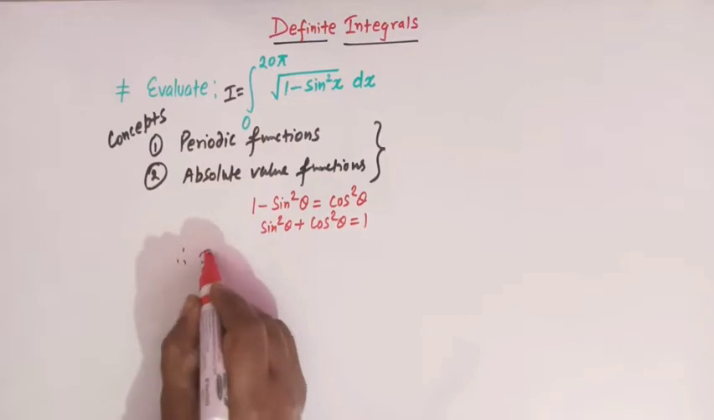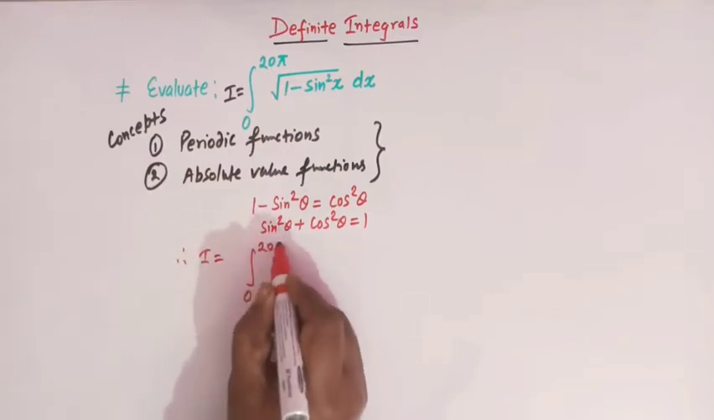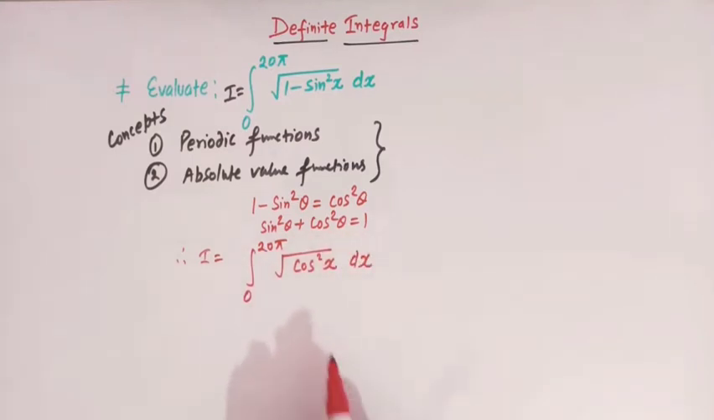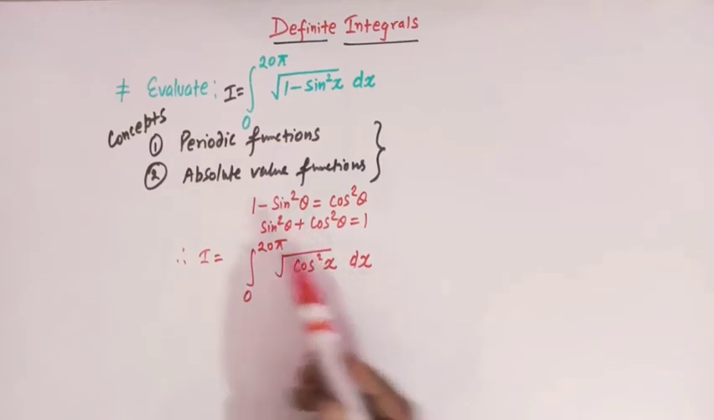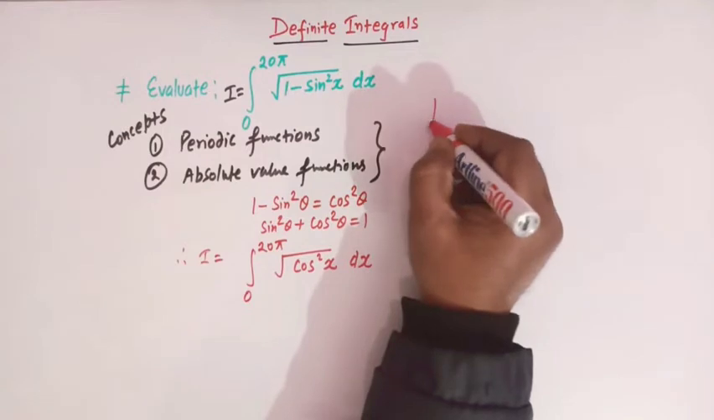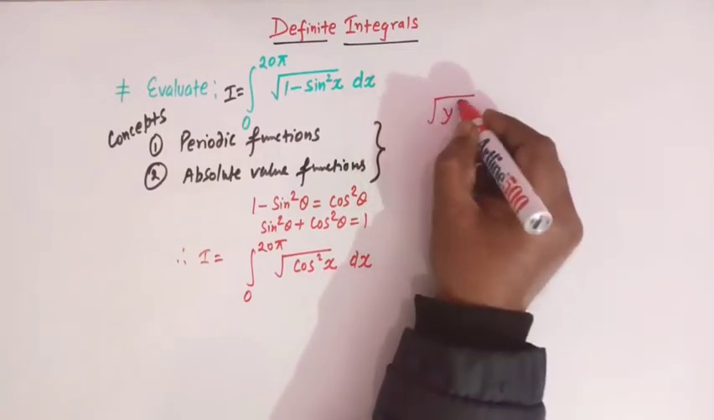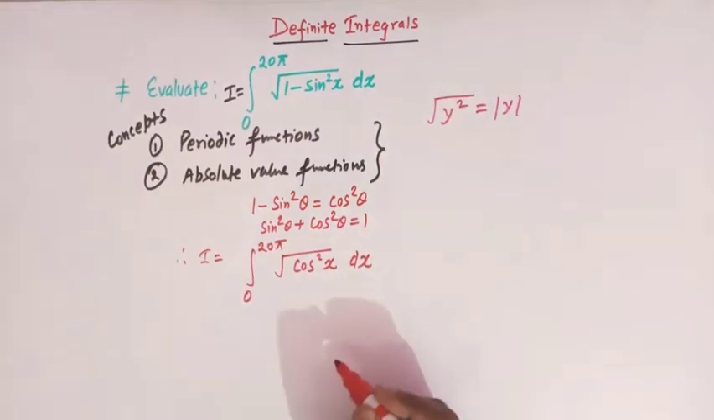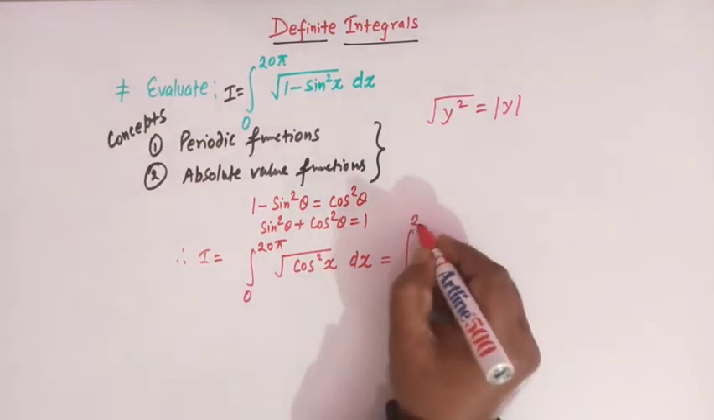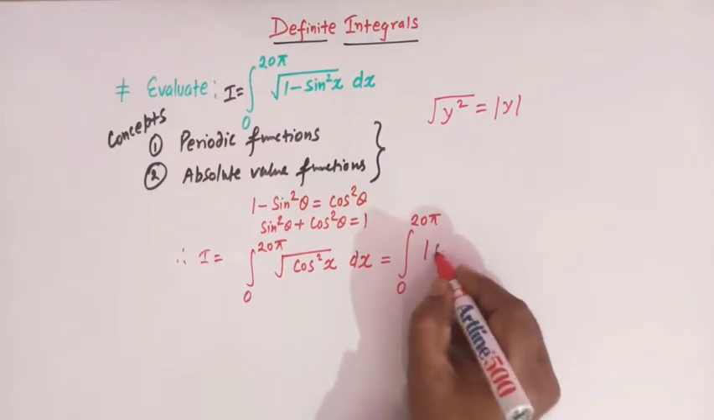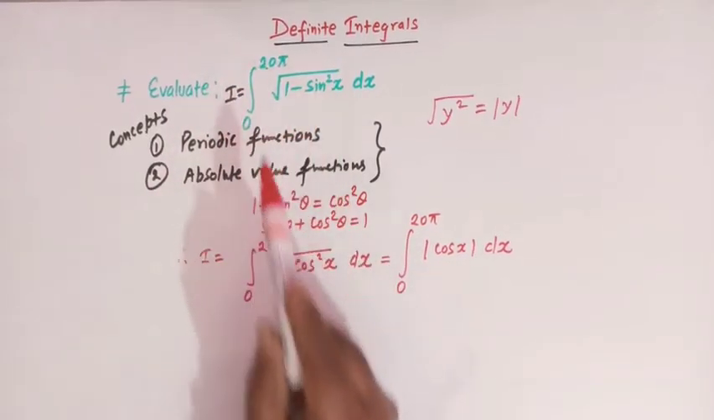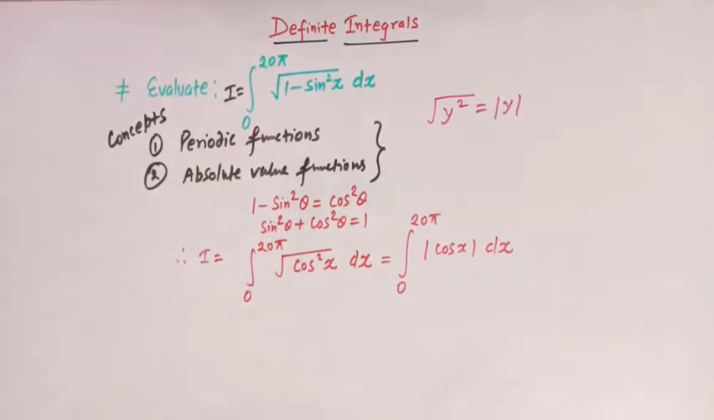So this integral I can now be written as integral from 0 to 20 pi of the square root of cos square x. Once we have written our integrand like this, we can make use of the concept of absolute value function. We know that square root of y square is equal to mod of y, and here y is equal to cos x. So now this integral can be written as 0 to 20 pi of mod of cos x. Here we see how we have converted this integral into an integral involving absolute value function.